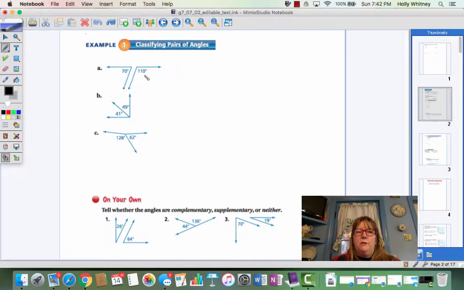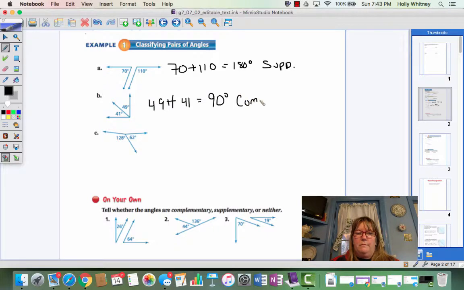So let's see, we're going to classify these angles. If I take a 70-degree angle and add it to a 110-degree angle, that's going to give me 180 degrees. Therefore, it's a supplementary angle. Now, if I take 49 and add it to 41, that equals 90 degrees. So therefore, it is a complementary angle.